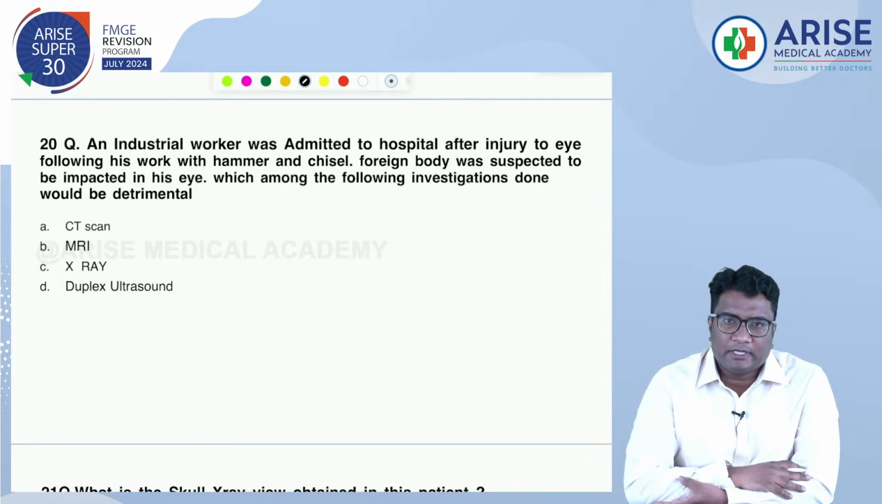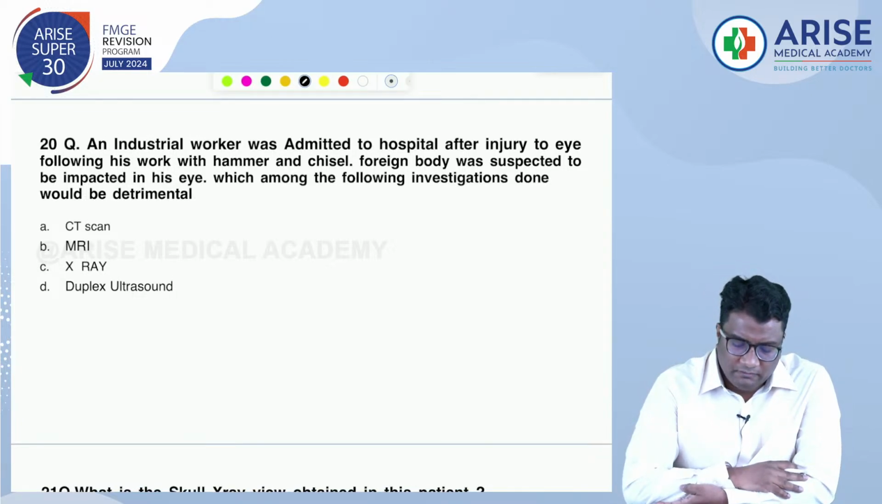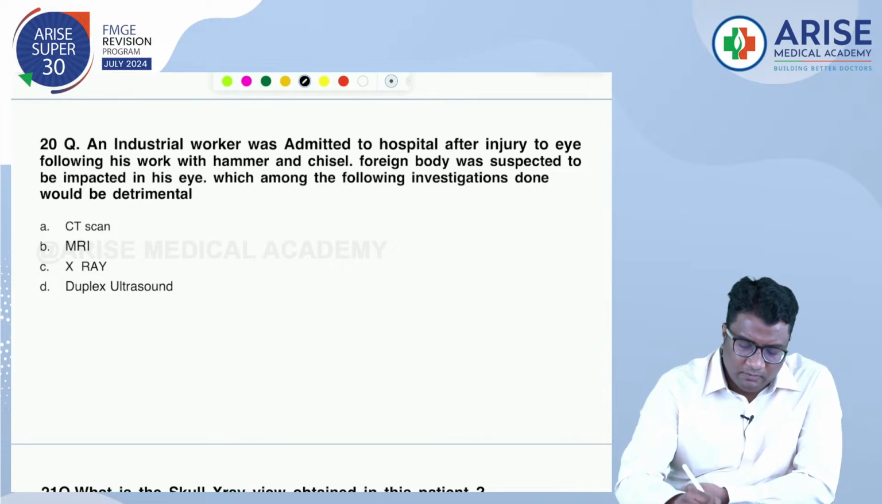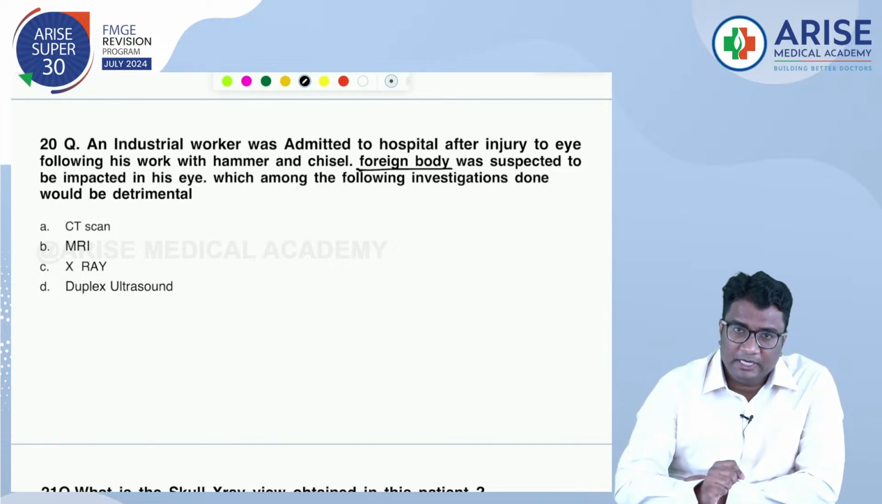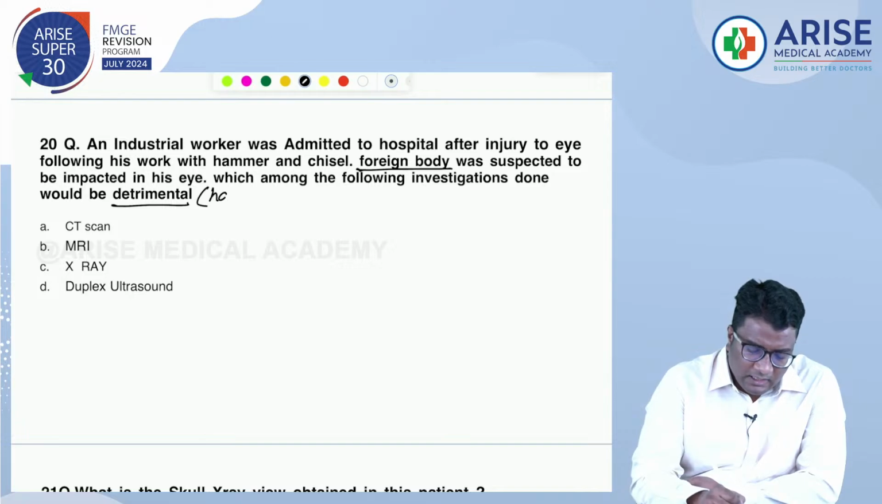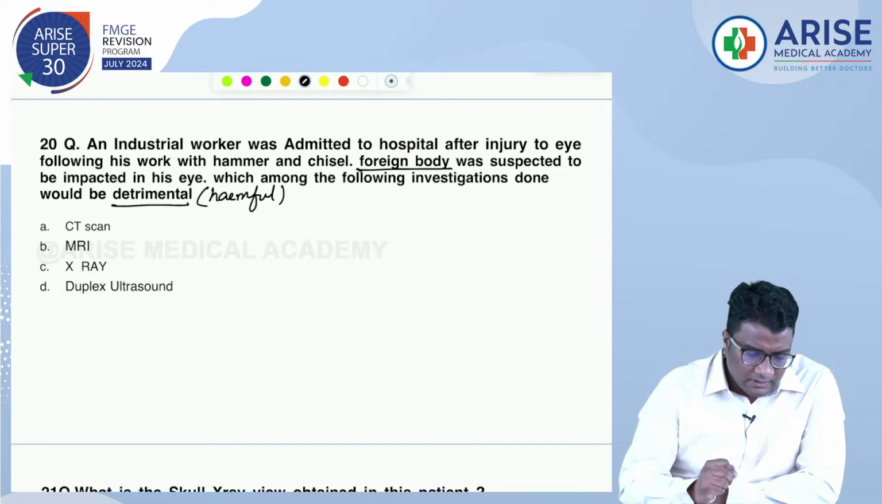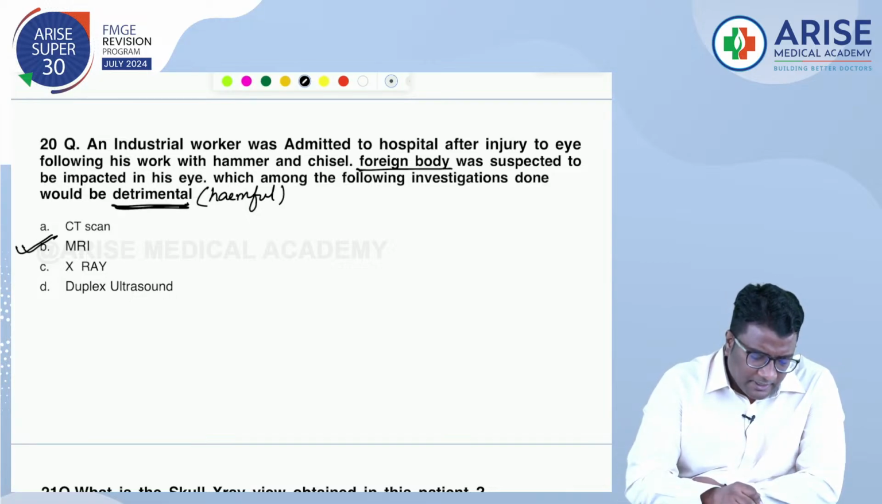An industrial worker is admitted to the hospital after an injury at work with hammer and chisel. A foreign body is suspected to be impacted in his eye. Which of the following investigations would be detrimental or harmful? Detrimental means harmful. Please read the question carefully. MRI will be harmful.